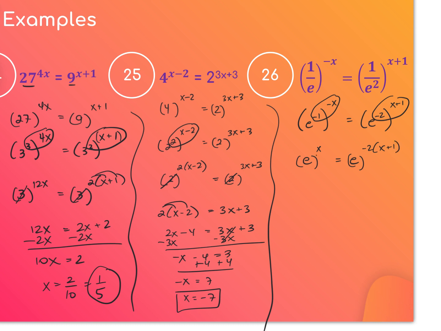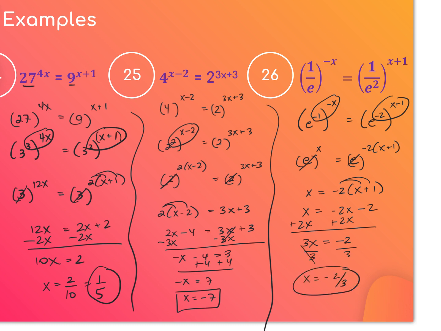So my e's are going to cancel because my bases are now the same, and my exponents are going to be equal to each other. So I'm going to distribute and solve. So minus 2x minus 2, I'll add 2x to both sides, and I'm going to get 3x equals minus 2, and so x equals minus 2/3, and that's the answer.